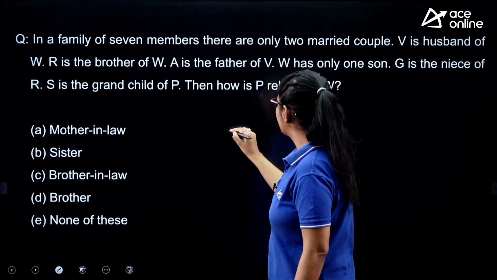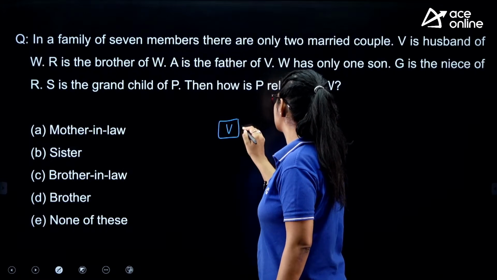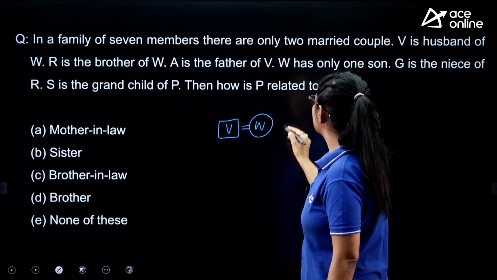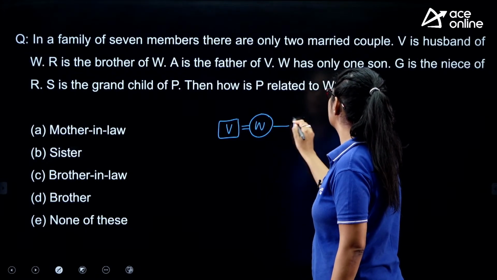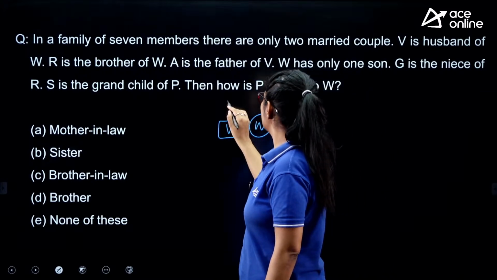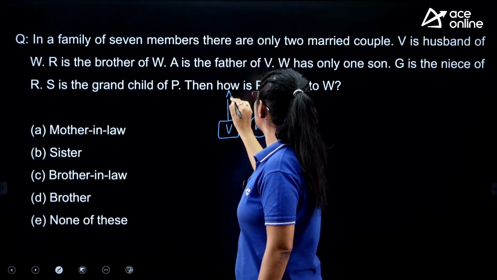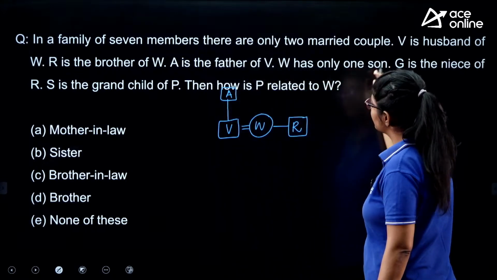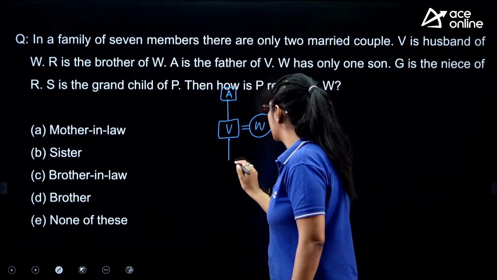V is a husband of W. Okay. R is a brother of W. A is a father of V. W has only one son. Okay.